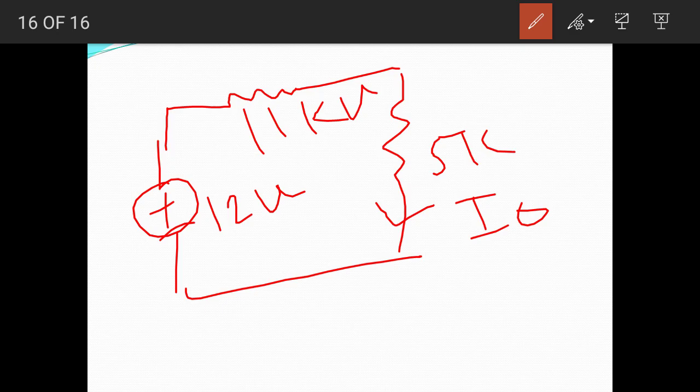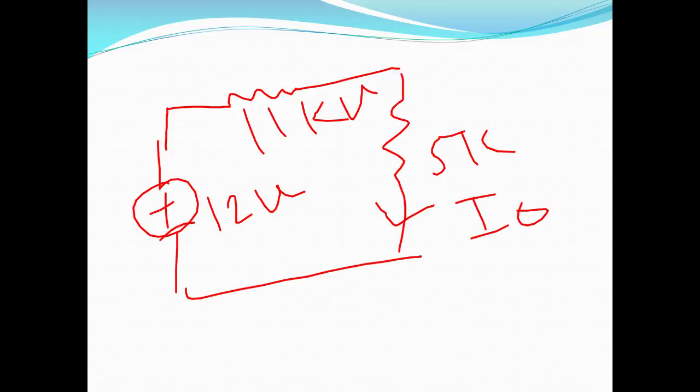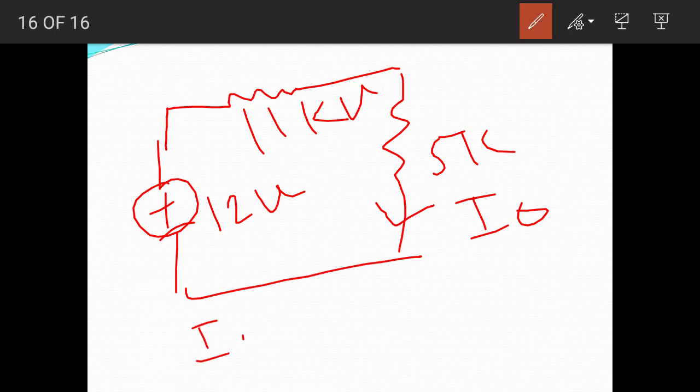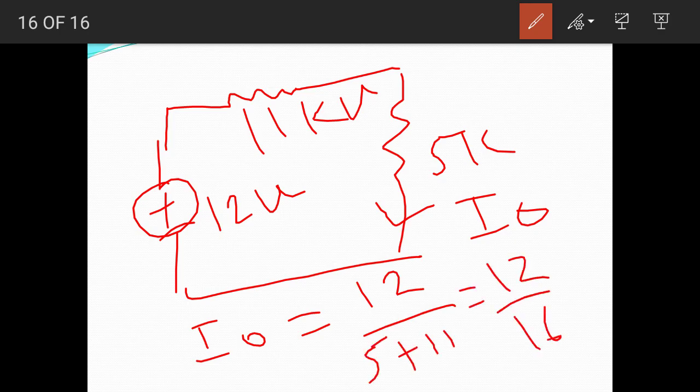Now I0 is V upon RTH plus RL. So I0 becomes 12 upon 5 plus 11, that is 12 upon 16, or 3 upon 4, which becomes 0.75 ampere. So the value of load current I0 is 0.75 ampere.